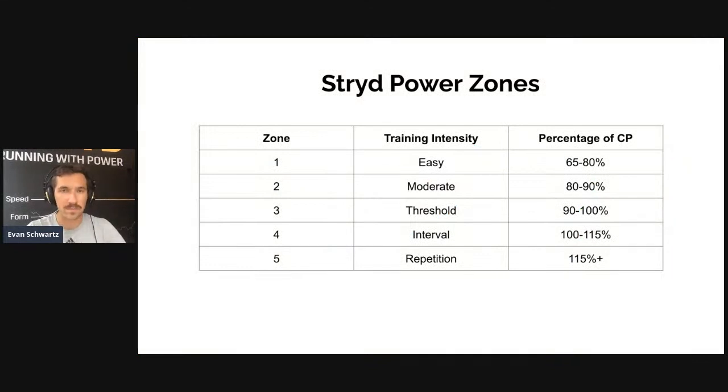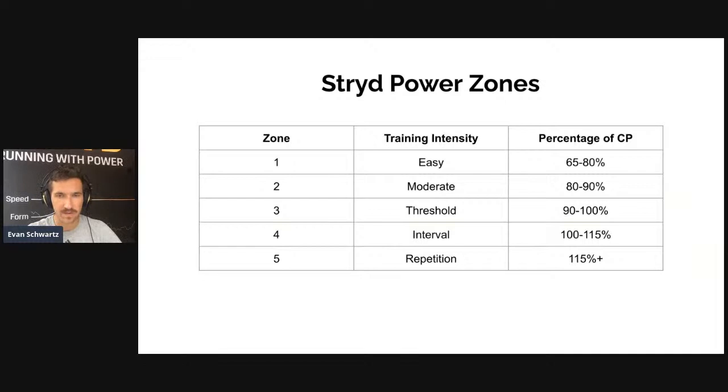Let's talk about Stryd power zones. We have 5 zones as a basic feature in the Stryd ecosystem. Like I mentioned, you can find it at stryd.com/power center, or you can go to your Stryd mobile app. Your Stryd power zone 1 is referred to as the easy zone. This will be 65 to 80% of your critical power.